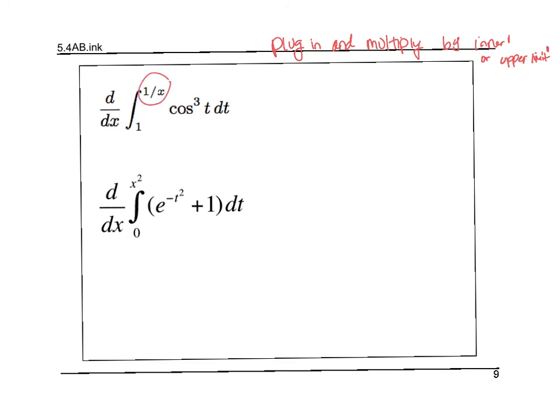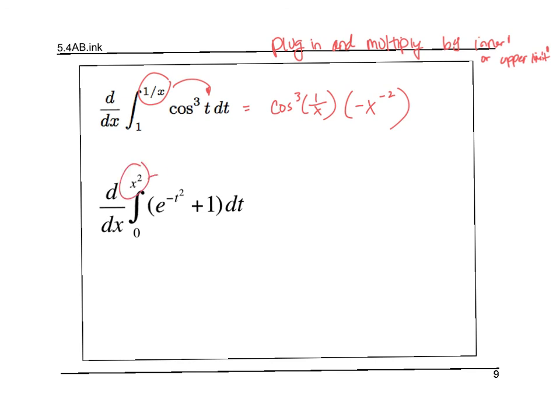Okay, so I replace my t with 1 over x. And I multiply by the derivative of x to the negative 1, or 1 over x, and that's negative x to the negative 2. And then I'm done. Don't do any extra work. Don't try to prove these. Some of them you won't be able to. So you have to know how to use FTC Part 2.